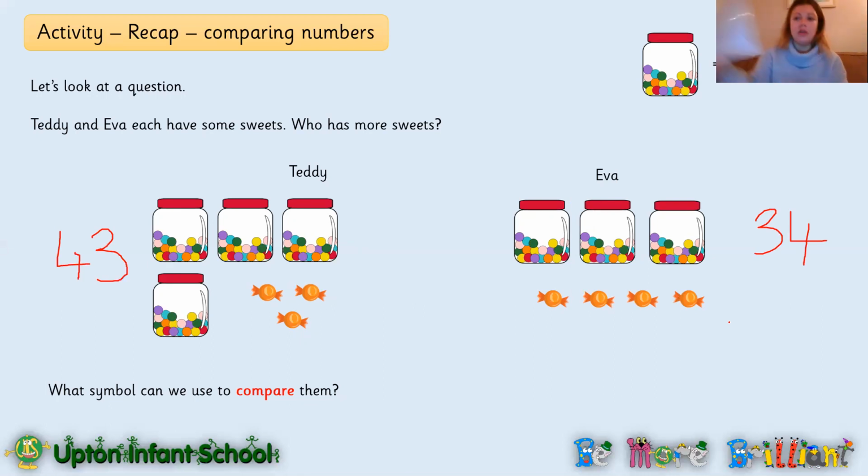Well, we can use our 100 square as well here. So if 43 is there, we are looking for 34, which is just up here. We know that 43 is more than 34. So this is the symbol we would use. So well done if you've got that right, if you came up with that before we put the symbol there.